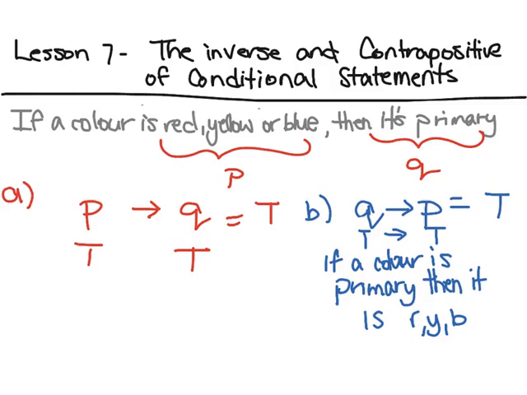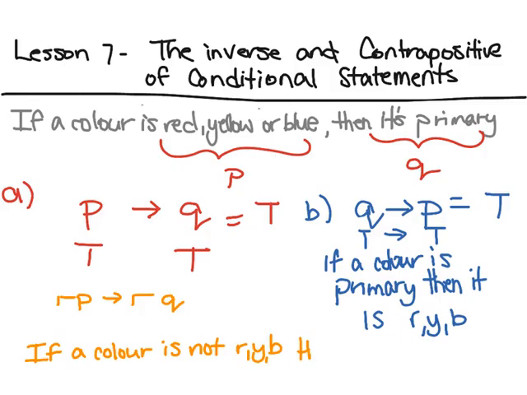The inverse statement is not P, then not Q. So if a color is not red, yellow, blue, then it is not primary. So our not P is true. We know it's not red, yellow, or blue. Then that means it is not primary, which is also true, because only red, yellow, and blue are our primary colors. So altogether, this is a true statement.